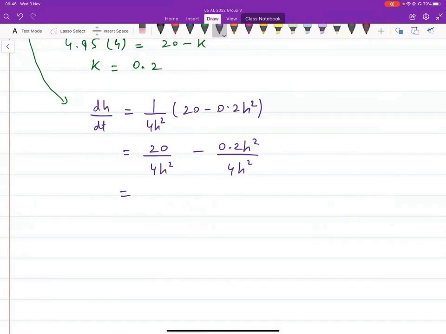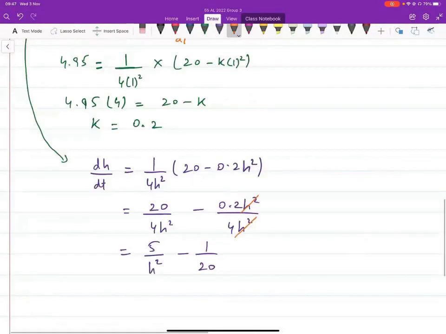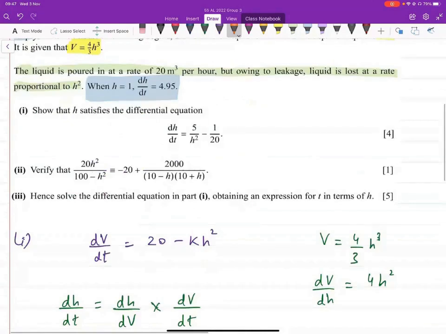What does this give us? 20 over 4 is going to be 5. That's 5 over h square minus 0.2 over 4. So 0.2 divided by 4 gives us 1 over 20. And h square and h square get cancelled. This is what we have: 5 over h square minus 1 over 20. And that's what we needed.